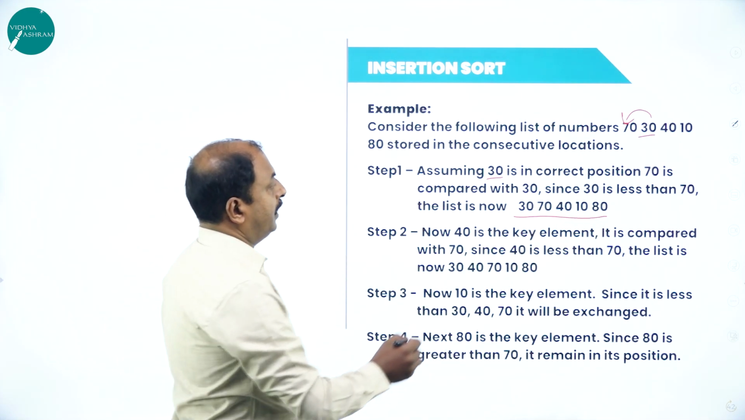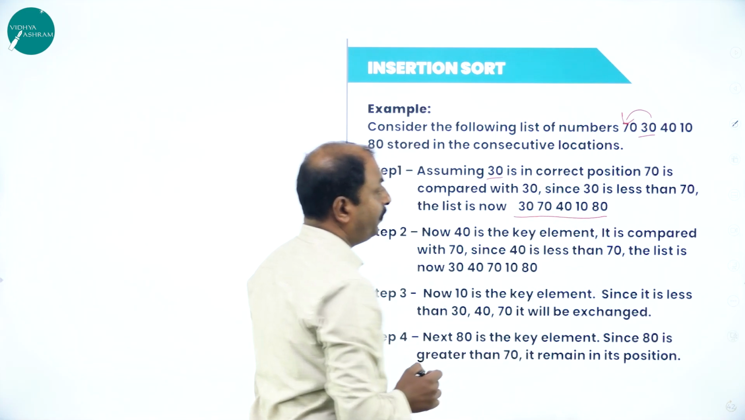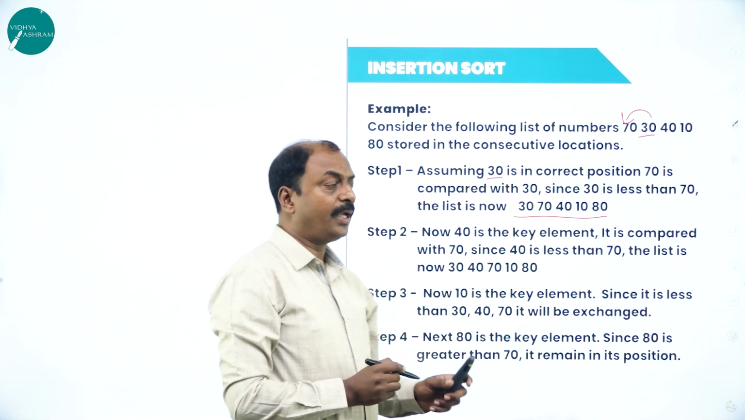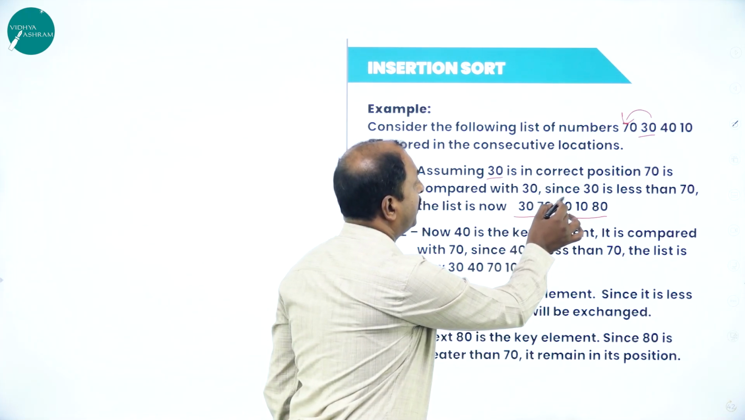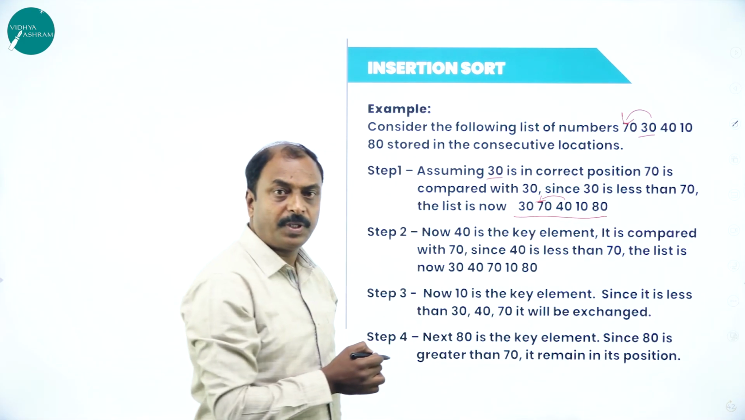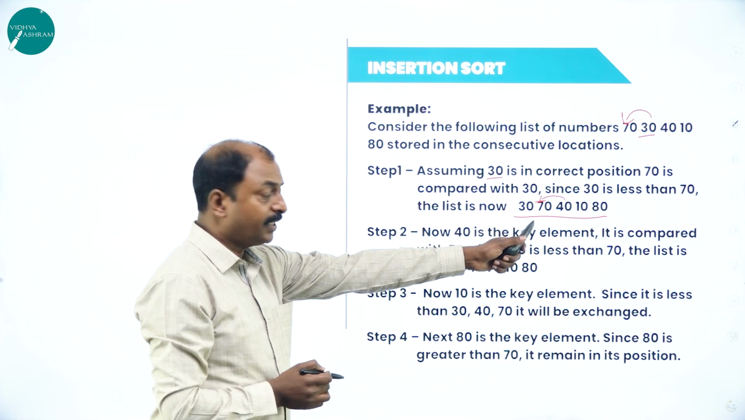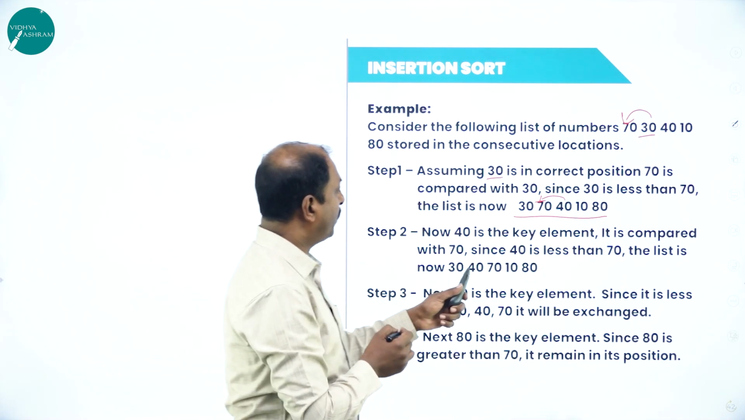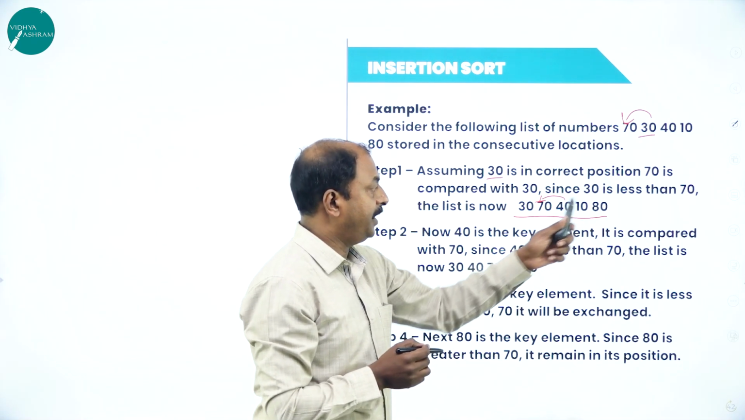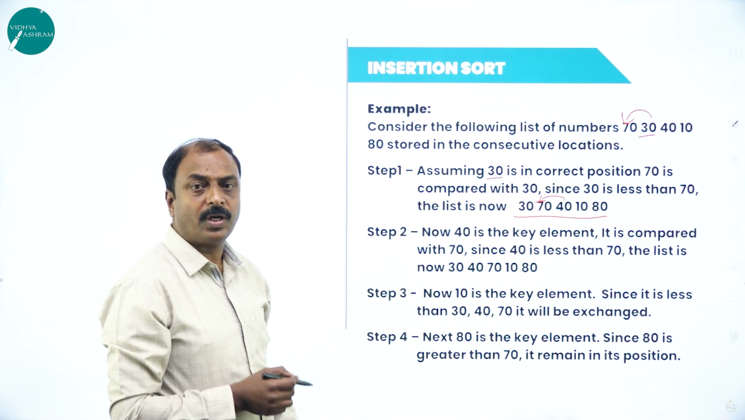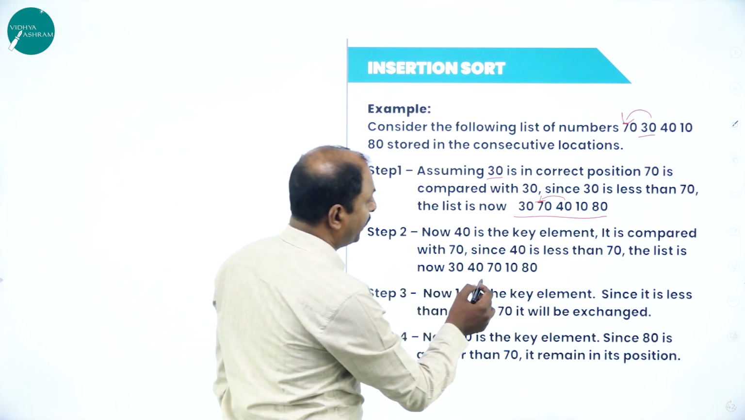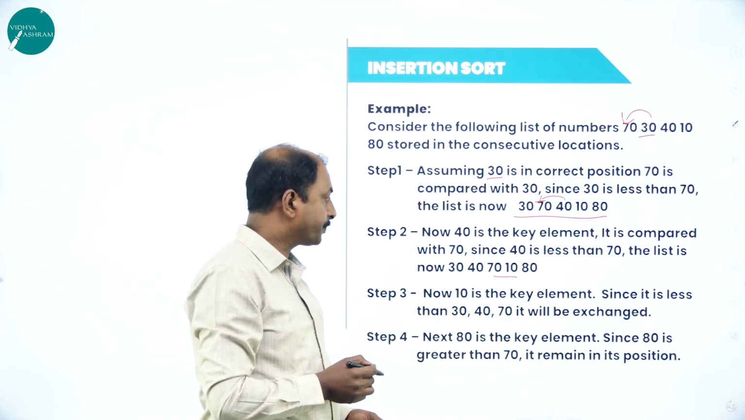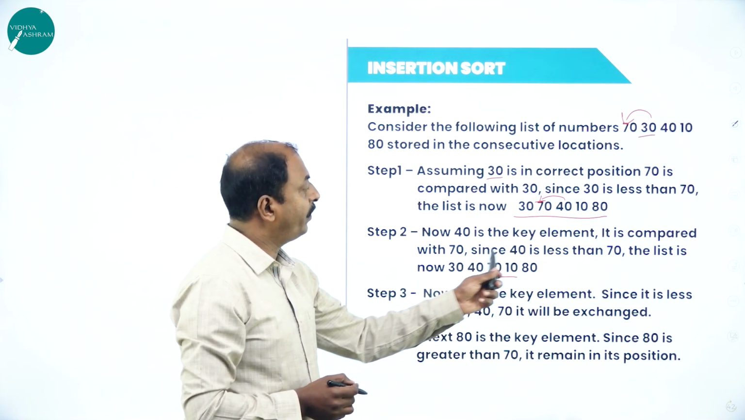Now next one is 70 and 40. If you compare these two elements, 70 is greater than 40. So obviously these have to be interchanged. After interchanging these two values, the array elements are like this: 30, 40, 70, 10 and 80. This is the array after step 2, or after the second stage. Next, again you compare these two elements, 70 and 10. Since 70 is greater than 10, we have to interchange these two values again.